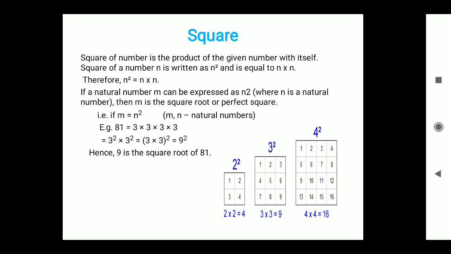All right. If you see this diagram, there are boxes. In the first box, 1, 2, 3, 4: 2 columns, 2 rows, that means 4. 3 columns, 3 rows, that means 9. 4 columns, 4 rows, that means 16. 5 columns, 5 rows, that means 25. 6 columns, 6 rows, that is 36. 7 columns, 7 rows, that is 49. 8 columns, 8 rows, 64. 9 columns, 9 rows, 81. 10 columns, 10 rows, 100. And so on.